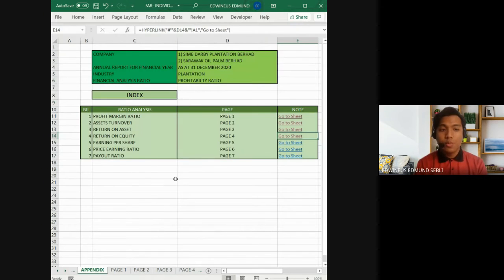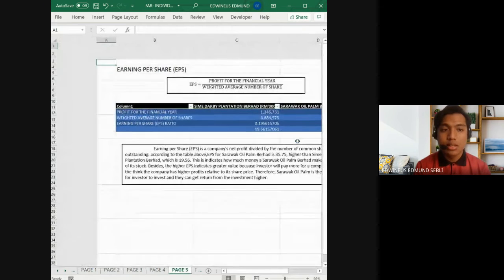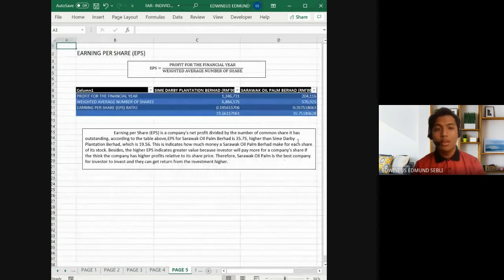Okay, next we move to the earnings per share. So this is the earnings per share for both companies, Samdabi Plantation and Sarawak Oil Palm. So what is the EPS? EPS is a company's net profit divided by the number of common shares it has outstanding. So EPS, how to get it? We take the profit for the financial year divided by the weighted average number of shares.